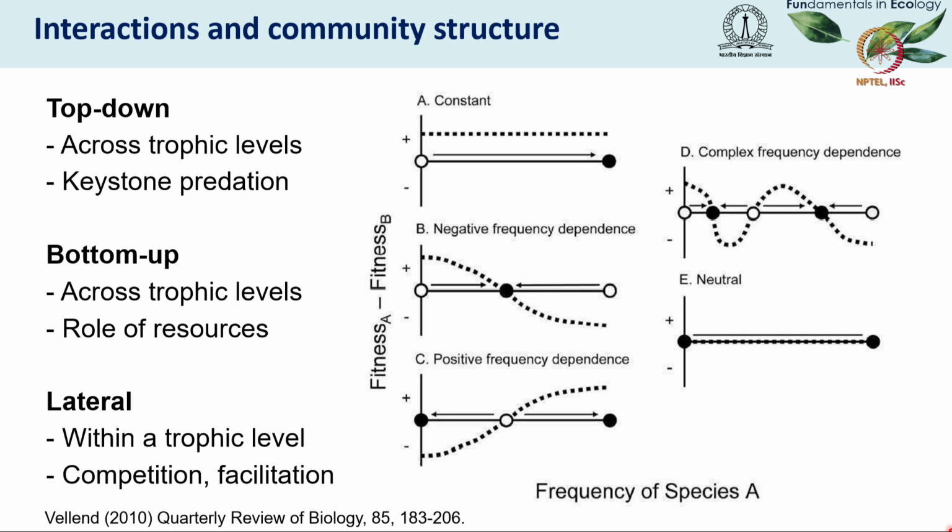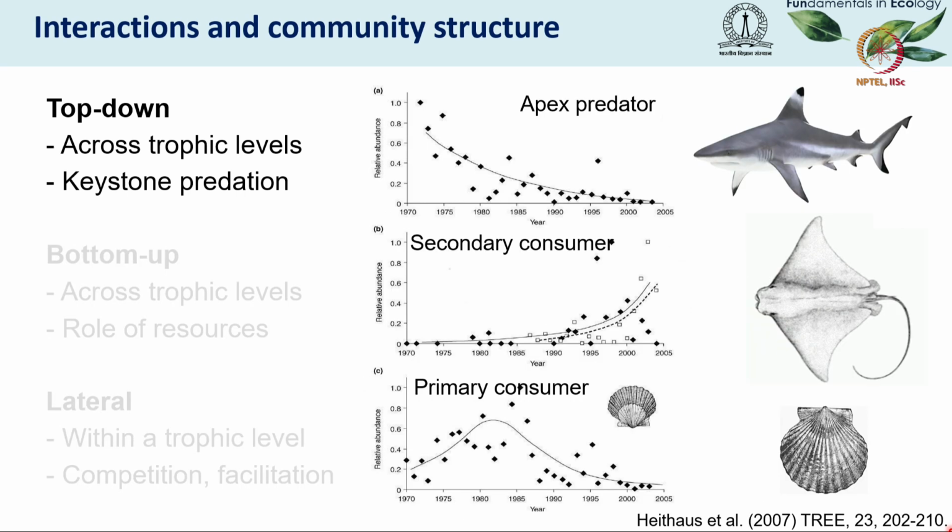Each of them alone would not have been able to live where they can live when both of them enter into a facilitative or a mutualistic interaction. Let's look at some of these top-down effects across trophic levels and the role of keystone predation.